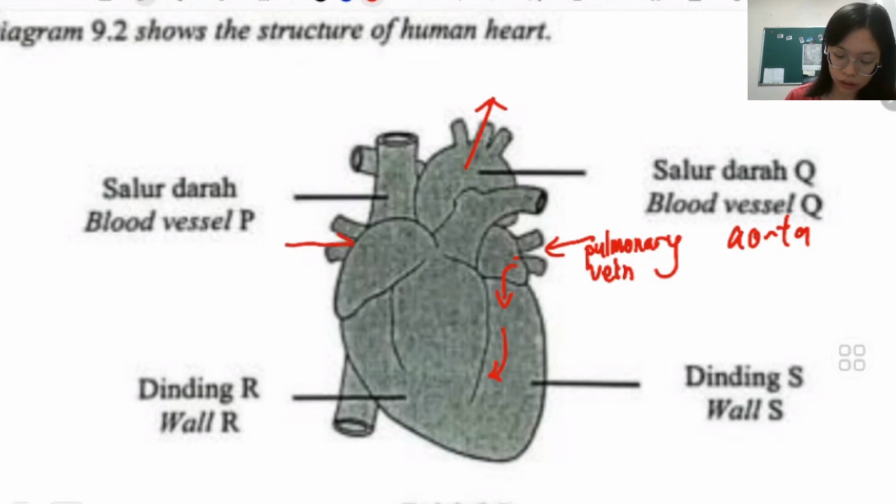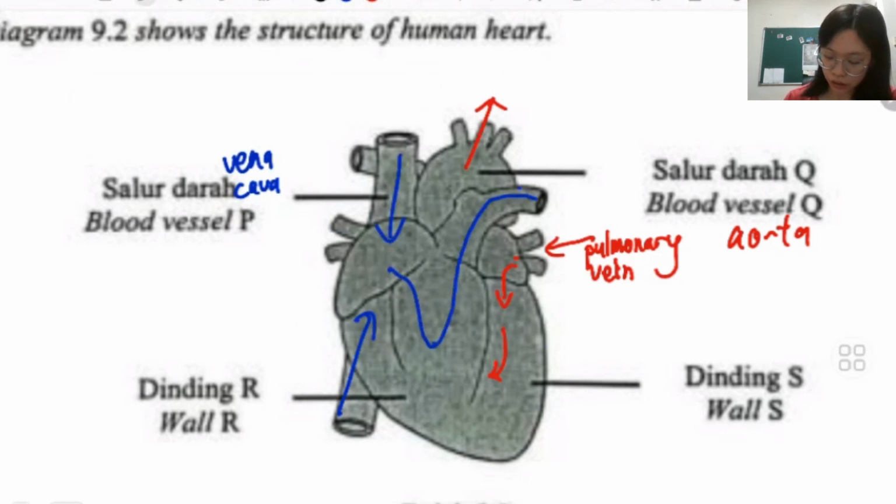And this one, your deoxygenated blood enters your heart. So the one receiving it is a vein. What's the specific name? It is the vena cava. There is a superior vena cava on top and one at the bottom. Then the deoxygenated blood will be transported out of the heart.